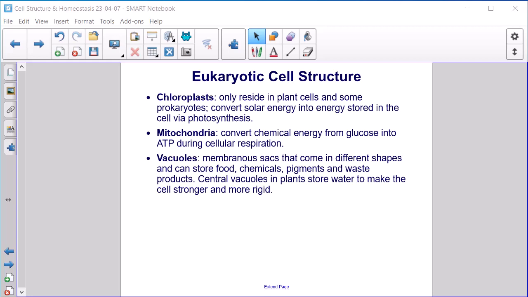They convert solar energy into energy stored in the cell via photosynthesis. Mitochondria convert chemical energy from glucose into ATP during cellular respiration. Vacuoles are membranous sacs that come in different shapes and can store food, chemicals, pigments, and waste products. Central vacuoles in plants store water to make the cell stronger and more rigid.